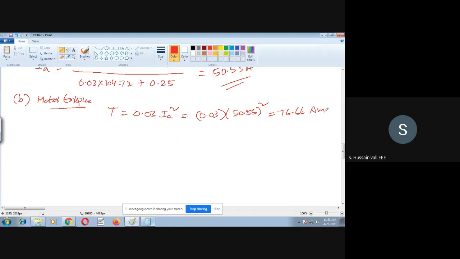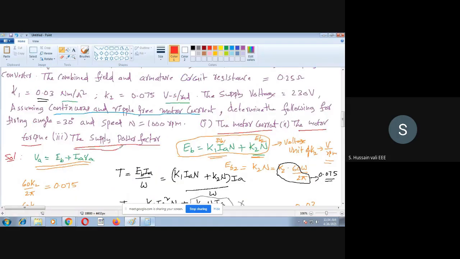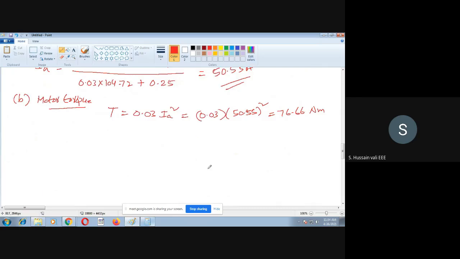What is the next question? It is left now, yeah, supply power factor. We have been solving this part, supply power factor, several times, and I told you already that you cannot use the formula cos theta, because that's only for sinusoidal excitation. For a non-sinusoidal waveform, you cannot use that formula directly. You have to use this formula. What is that formula? Real power divided by apparent power.